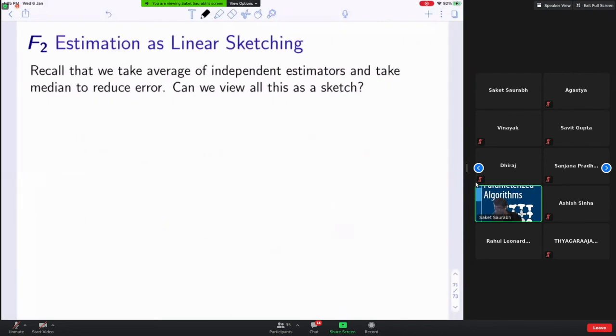Okay. So now my last thing that I want to tell you: can we view our F2 estimate, and take this median and all this, as a sketch? So yes, this is very easy.